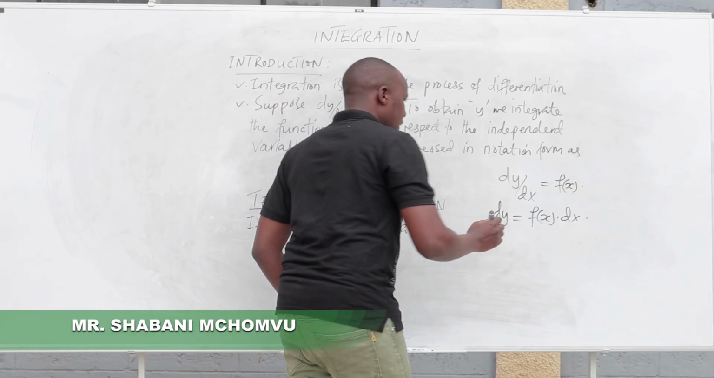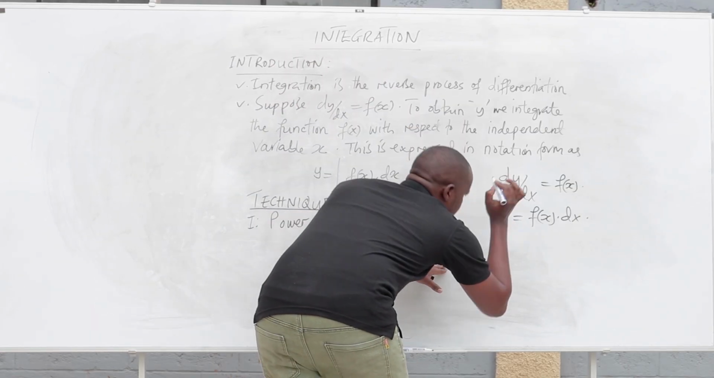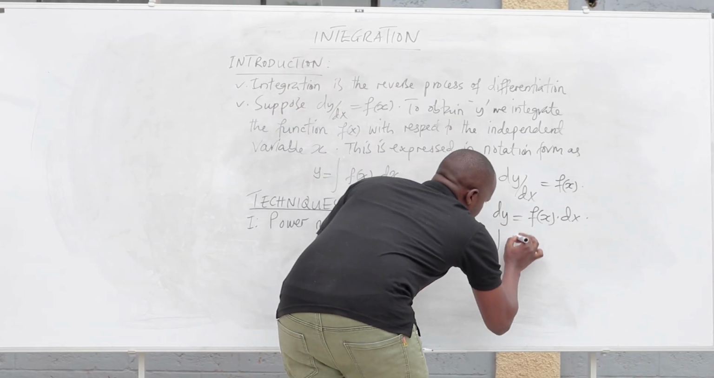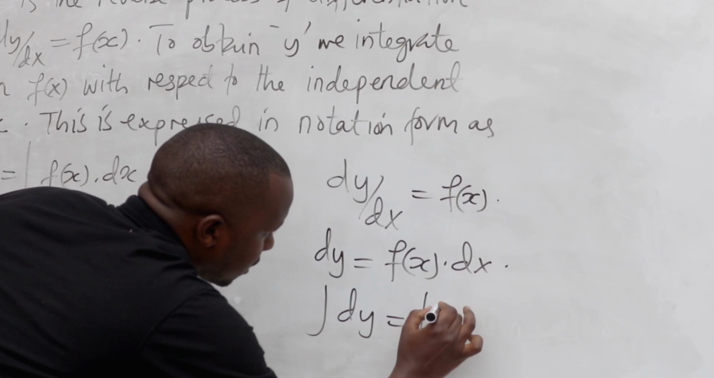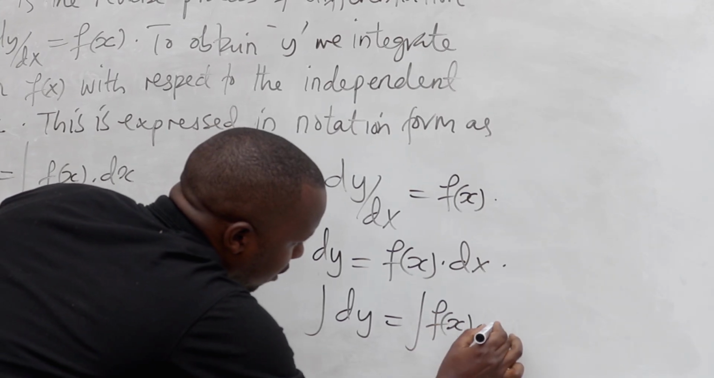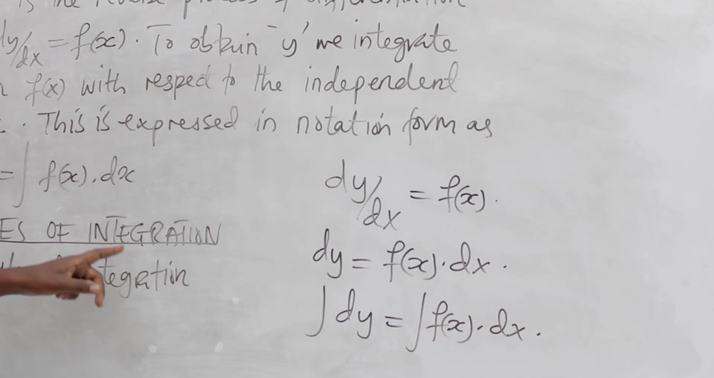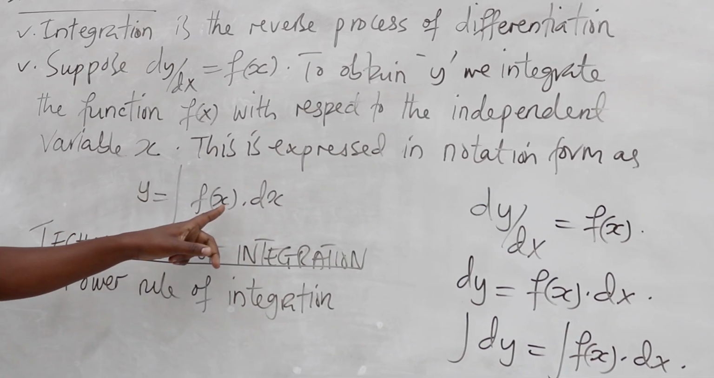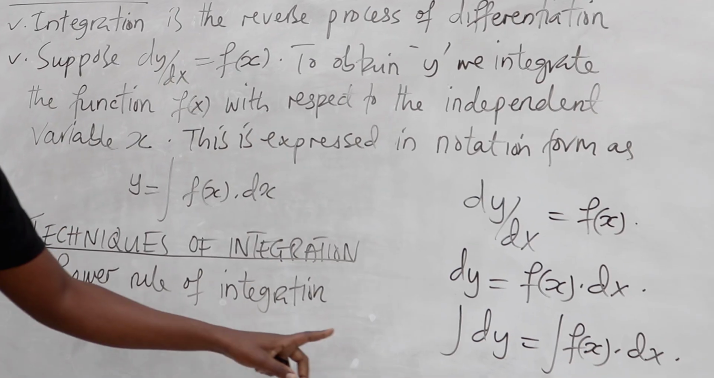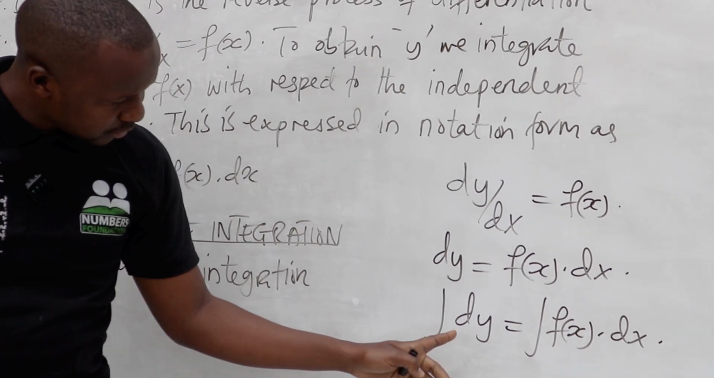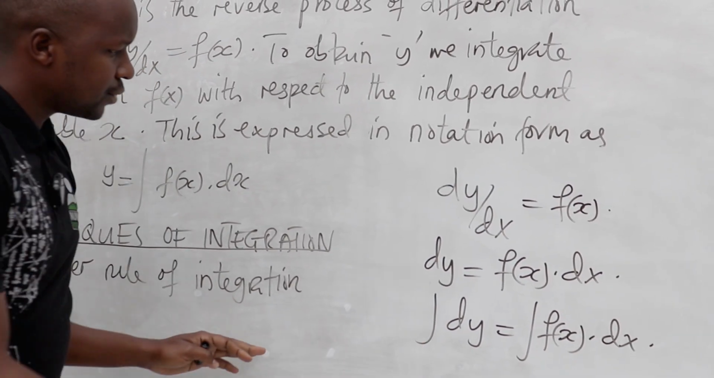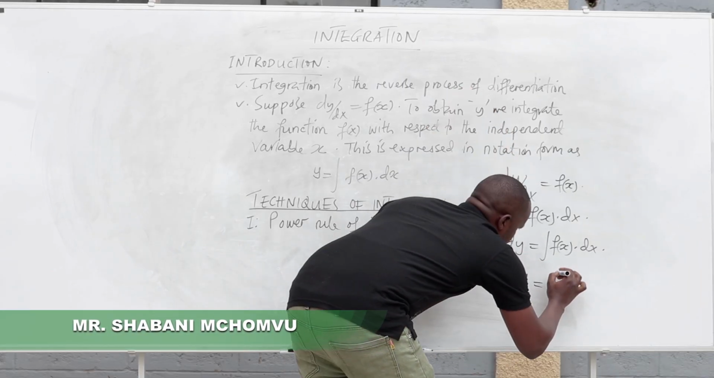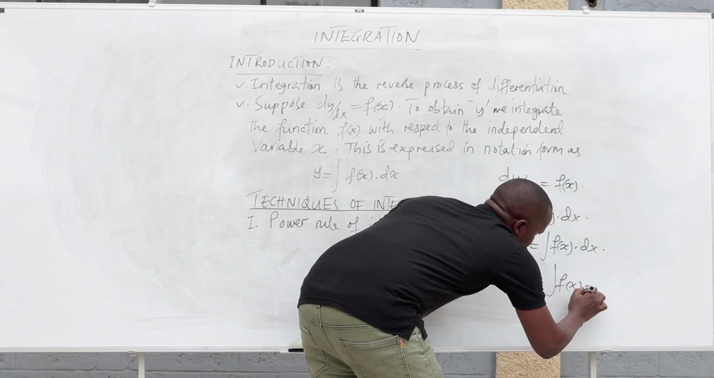And the integral sign is given by this one. So this is the integral sign. Integral of dy equals integral of the function of x with respect to x, is what we now have in the notation here: y equals integral of f of x with respect to x. So when you integrate this dy, we'll have y equals the integral of f of x with respect to x.